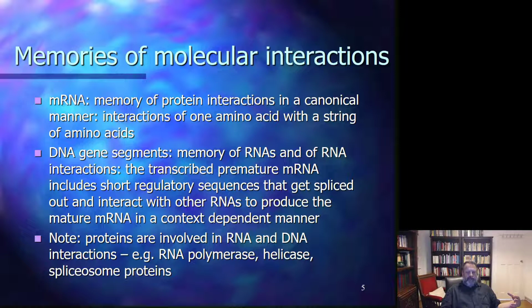Just to note that all these interactions which involve RNAs and DNAs are typically supported by proteins. So, for example, the transcription of the RNA from the DNA is supported by the RNA polymerase and the helicase, which opens up the DNA double helix. The spliceosome proteins are the ones which are involved in the splicing of the RNA. It is noted that there are some self-catalyzing RNAs which can splice themselves out from the premature RNA, but in general, the involvement of proteins and the molecular interactions with proteins are important.